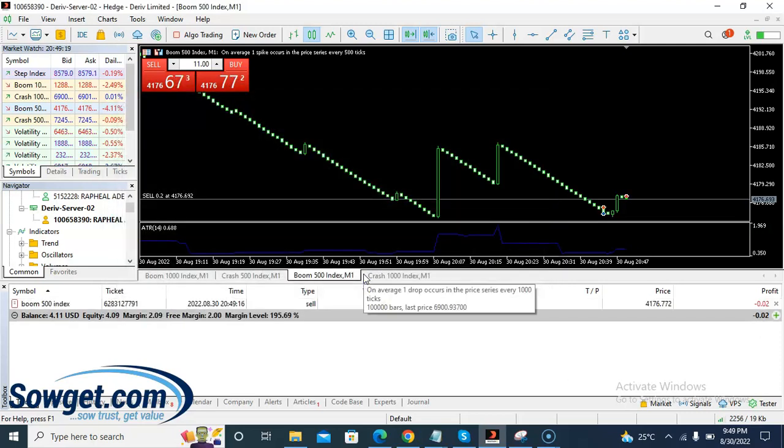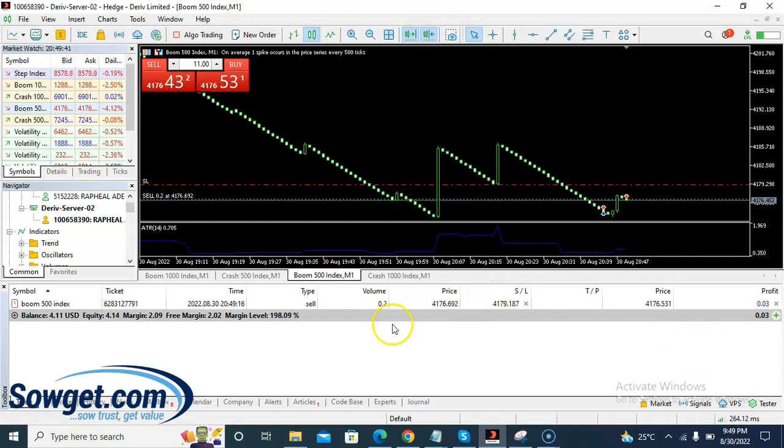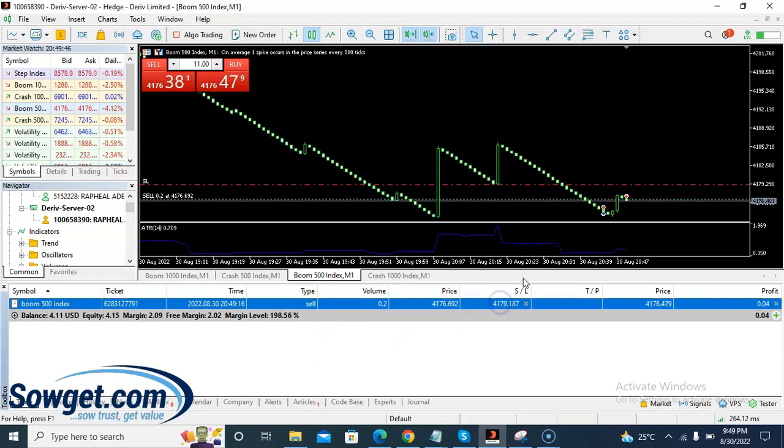All right, so I've taken a sell trade. So I'll just quickly set my stop loss. I just set my stop loss around here. Okay, let's say 4179. Now you can see I've set my stop loss. You can see that we're on the sell trade. My stop loss is 4179. So we'll be waiting for a spike to occur. Once the spike occurs, we'll see where the market will take me out.